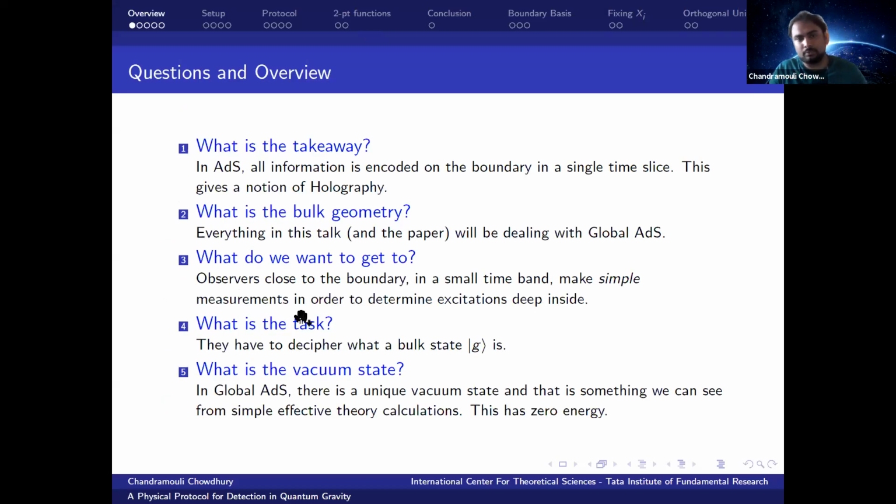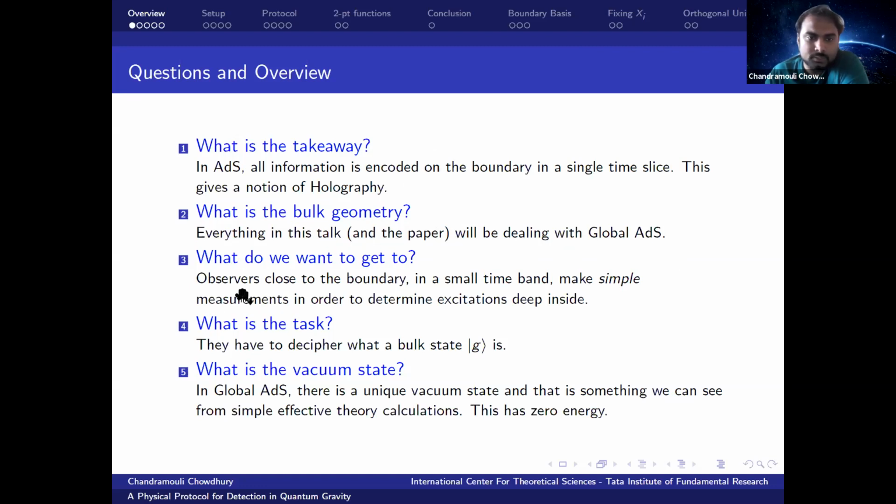Right, so the main takeaway from this talk is the following thing. In ADS, we are all used to the fact that all information is encoded on the boundary in a single time slice. This is going to give us a notion of holography. We're mostly familiar with the statement from ADS-CFT, and that typically builds on some sort of string theory and some particular background. But in this particular talk, I'm not going to be making any reference to string theory or even ADS-CFT as such. Everything that I'm going to say will be just based on some basic expectations from a theory of quantum gravity. Like I said, everything in this talk and also the paper which it's based on is going to deal with global ADS. And I will not be talking about flat space or anything in this talk.